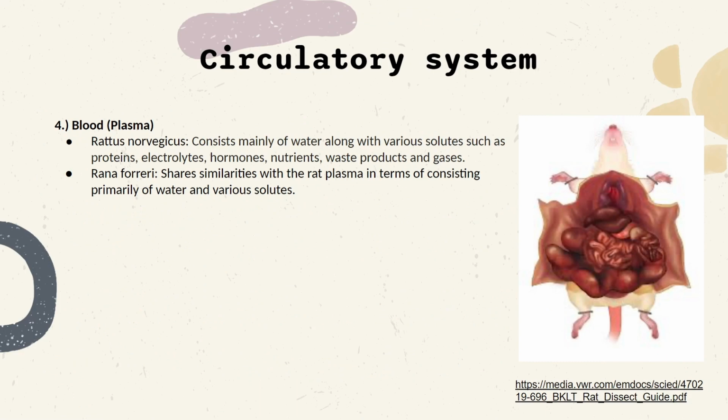The rat's plasma consists mainly of water, along with various solutes such as proteins, electrolytes, hormones, nutrients, waste products, and gases. The frog's plasma has similarities with the rat's in terms of consisting primarily of water and various solutes.